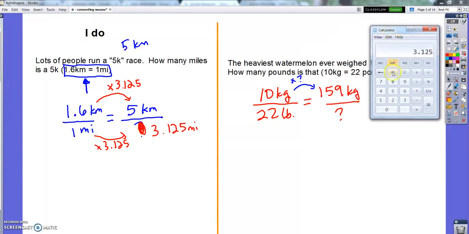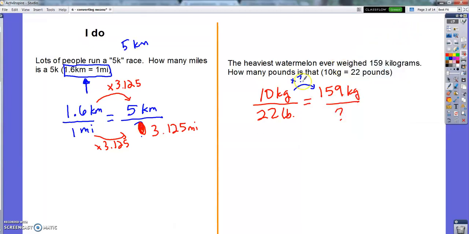Let's see. I should be able to do that without a calculator. 159 divided by 10 is just moving the decimal one spot: 15 and 9 tenths. If I divide by 10, I just put the decimal there. If I divide by 100, I would just put the decimal there. That was easy. So I'm going to multiply the denominator by the same, 15 and 9 tenths.